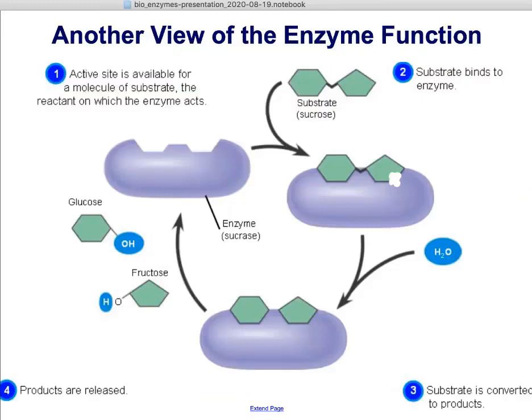And here's just another view of that enzyme function. So here you have those active sites ready for the substrates, and then they come here. The chemical reaction occurs, and then the products are released.